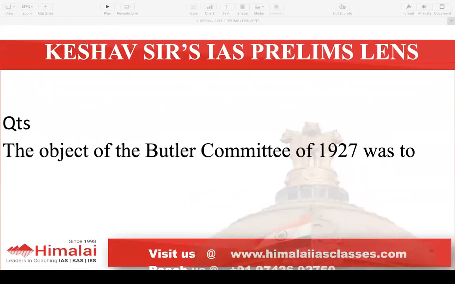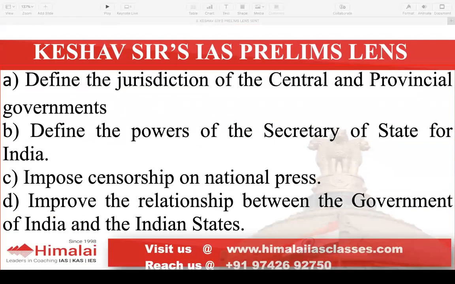Next question, the object of Butler Committee in 1927 was to A. Define the jurisdiction of central and provincial governments. B. Define the powers of the Secretary of State for India. C. Impose censorship on national press. D. Improve the relationship between the Government of India and Indian states.